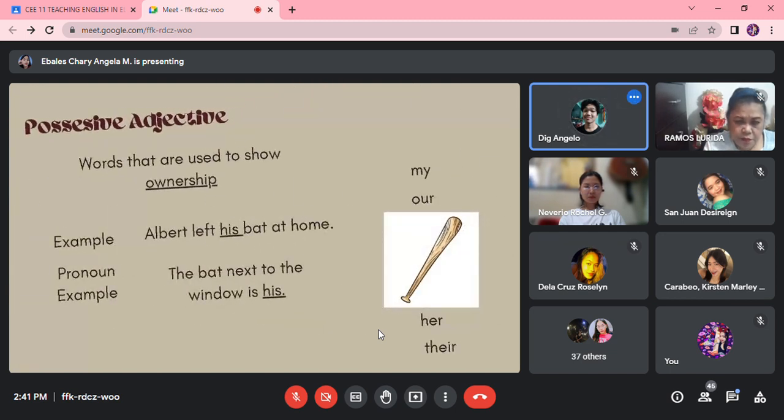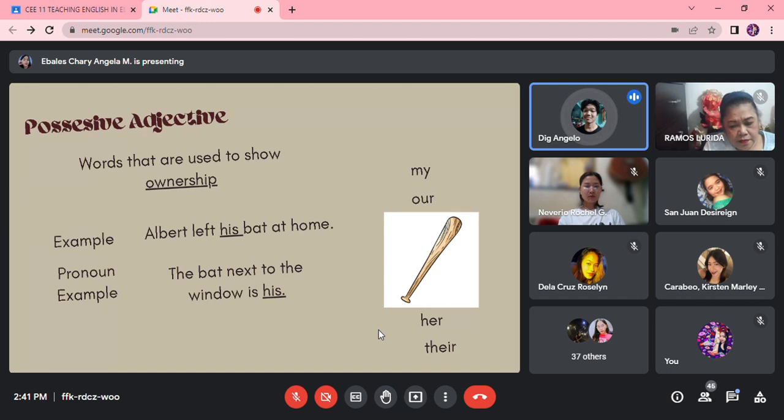So these are the words that are used to show ownership. Take note of the word ownership. So let's take a look at an example. Albert left his bag at home. So now the word his is used to show us that it is his bag. So it is a possessive adjective. So some examples are my, our, her, and their.